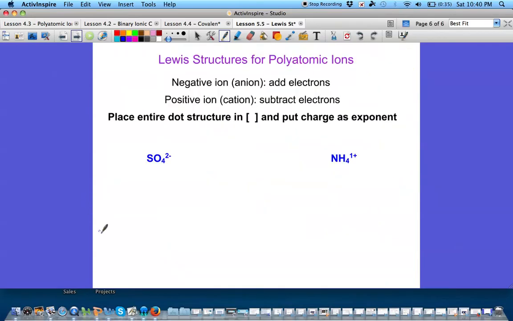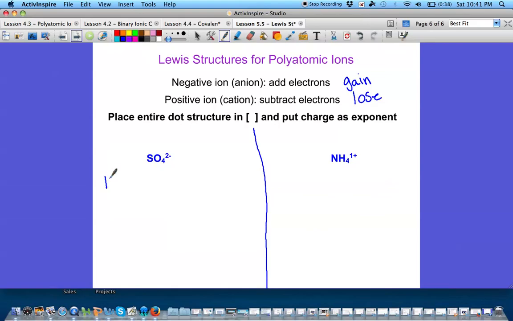Lewis structures of polyatomic ions. A negative ion or an anion, you're going to add electrons because you're gaining electrons. With a positive ion or a cation, you're going to subtract electrons because you're losing electrons. Then we have to place the entire structure in brackets and put the charge as the exponent. This is what we've been doing, and I've been calling it the ion notation. So we have SO4 2 minus and NH4 1 plus.